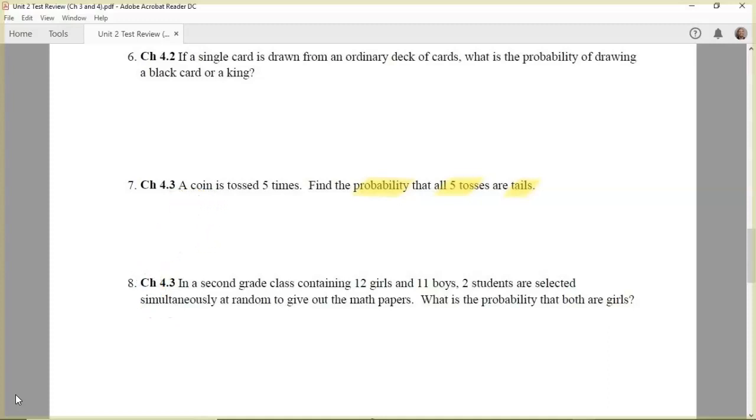4.3 is where we got into independent and dependent probability. So a coin is tossed 5 times, find the probability that all 5 tosses are tails. What does that look like as a probability statement? So I want the probability that I have 5 tails in a row, which means the first one is a tail, and the second one's a tail, and the third one, and the fourth one, and the fifth one. The word and is implied because I want all 5 of them to be tails. So we can't really think of this as an or statement because it needs to be all 5 in a row. Tail, tail, tail, tail, tail.